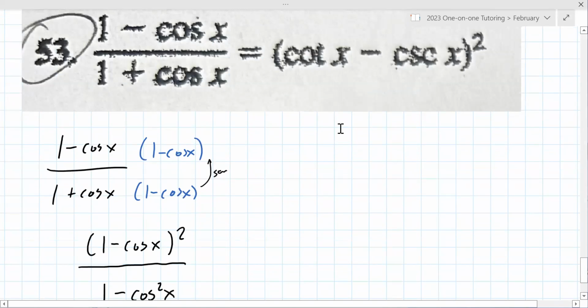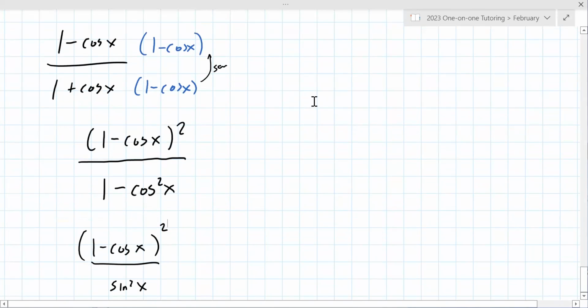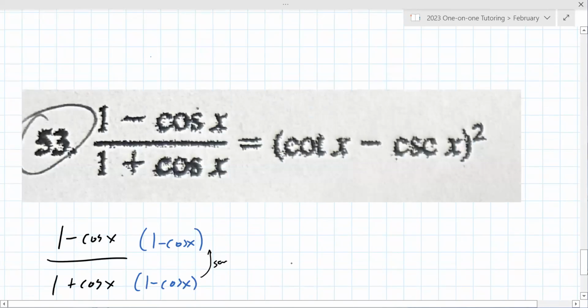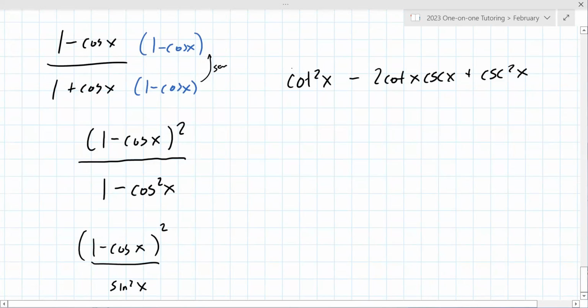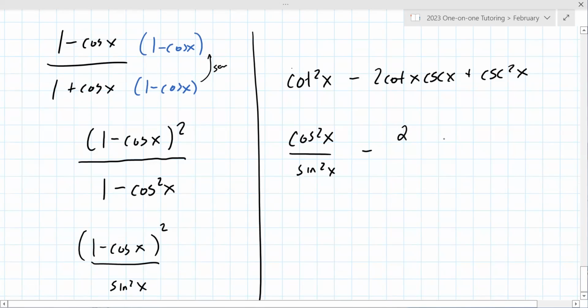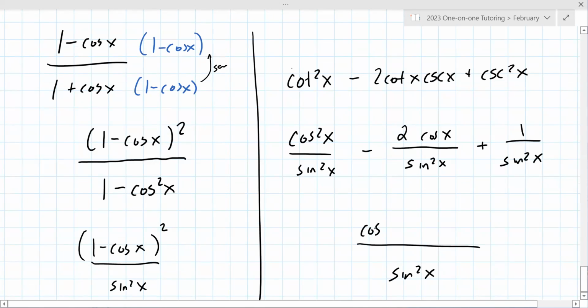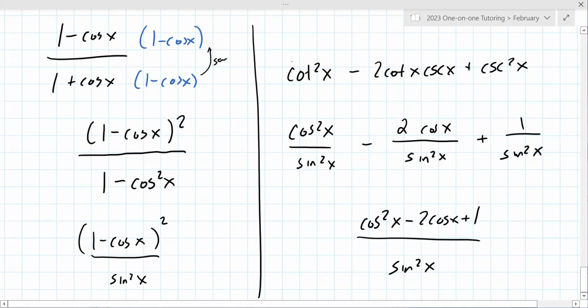And then we'll do this other part, which we kind of already did. We got cotangent squared x minus 2 cotangent x cosecant x plus cosecant squared x. All right, so from here, I made the point that this was cosine squared x over sine squared x, and this ended up being sine squared x in the bottom, cosine x up top, plus 1 over sine squared x. So what we now have is sine squared x in the bottom, cosine squared x minus 2 cosine x plus 1 on the top. Now they're looking really similar.